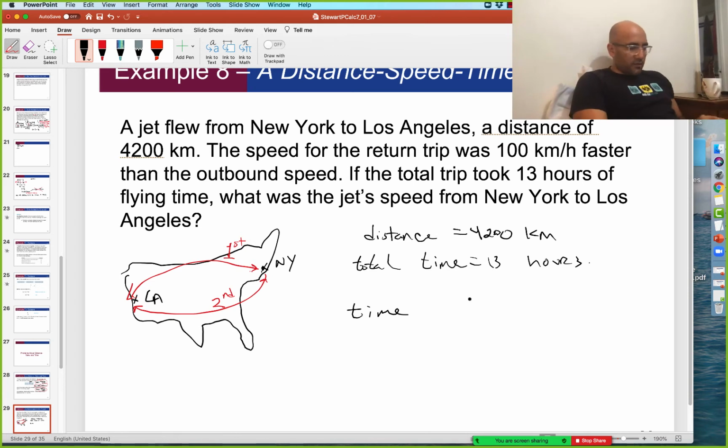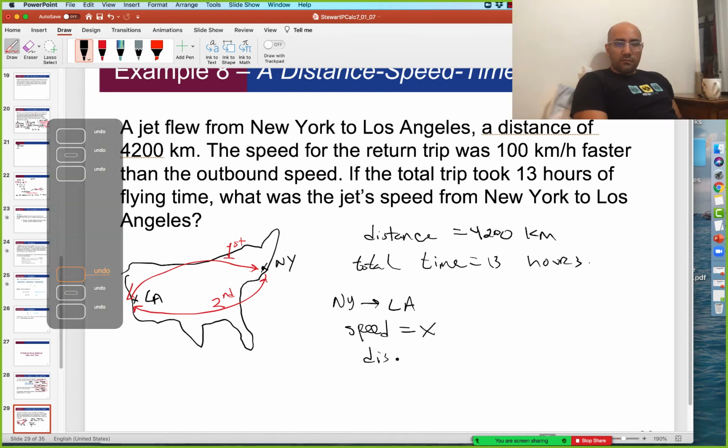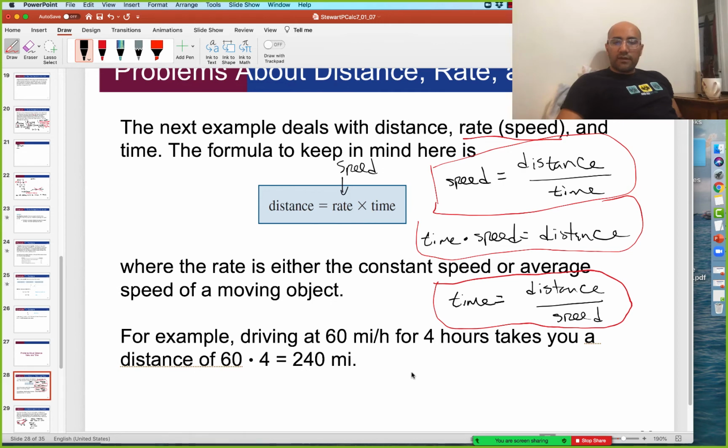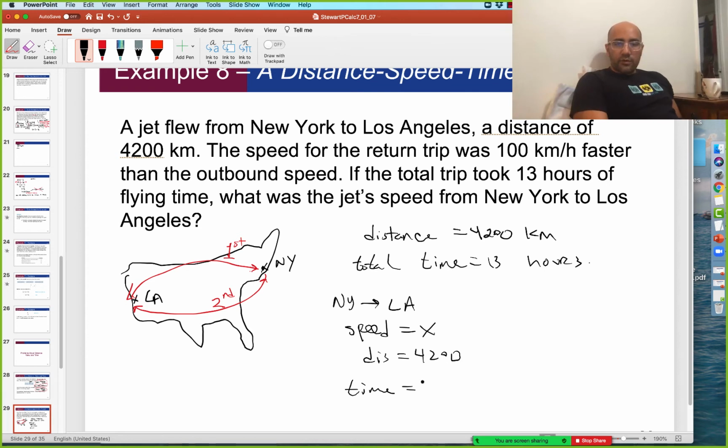How do I organize this? On the first leg, from New York to LA, we had speed unknown, some x speed. The distance was 4,200 kilometers, and the time, well, I don't know what the time is, but we have our formula for the time: time equals the distance divided by speed, this third version of it. So whatever it is, it would have been 4,200 divided by x.